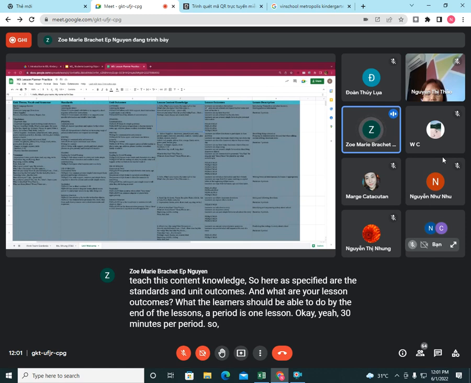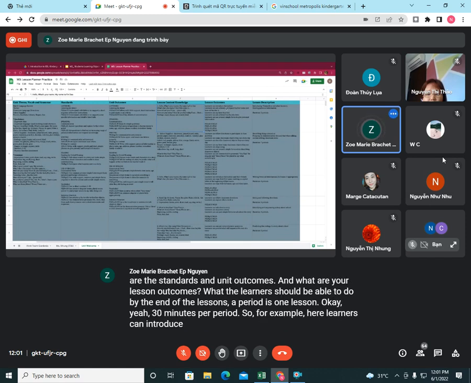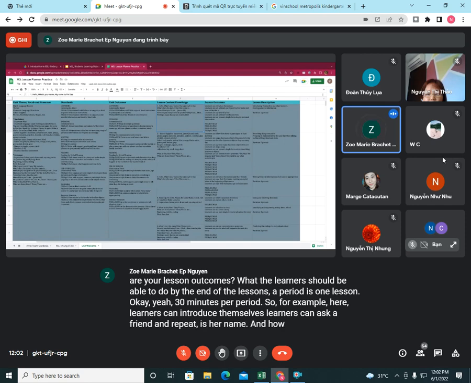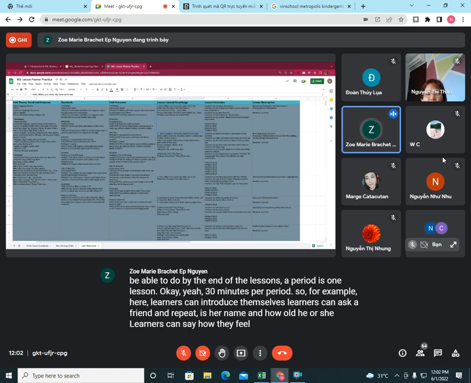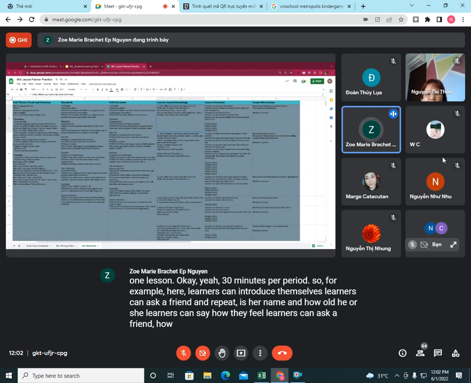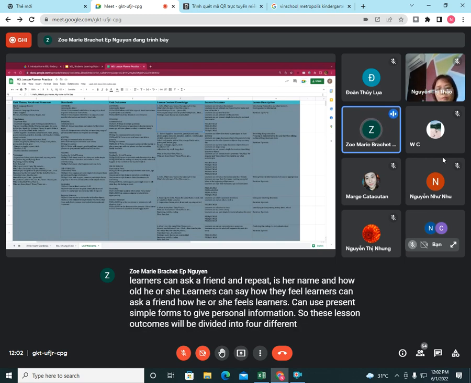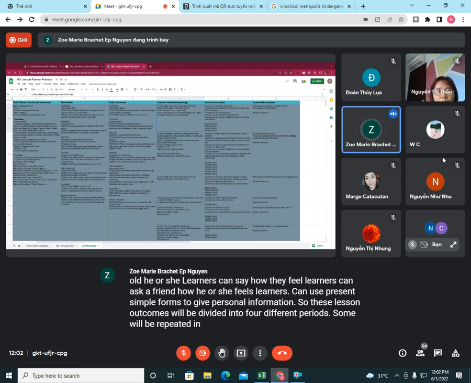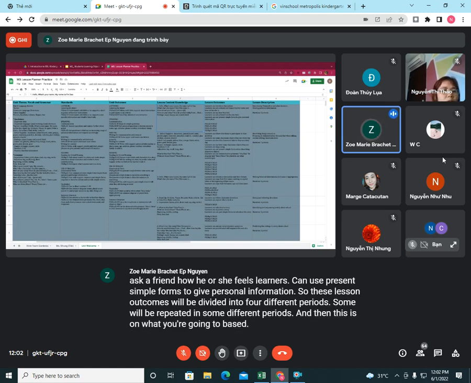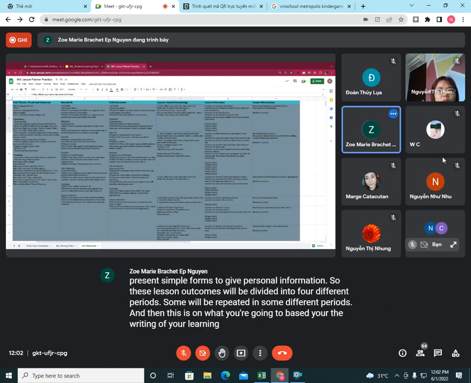So for example, here learners can introduce themselves. Learners can ask a friend and repeat his or her name and how old he or she is. Learners can say how they feel. Learners can ask a friend how he or she feels. Learners can use present simple forms to give personal information. These lesson outcomes will be divided into 4 different periods. Some will be repeated in different periods. And this is what you're going to base the writing of your learning objectives on, okay?